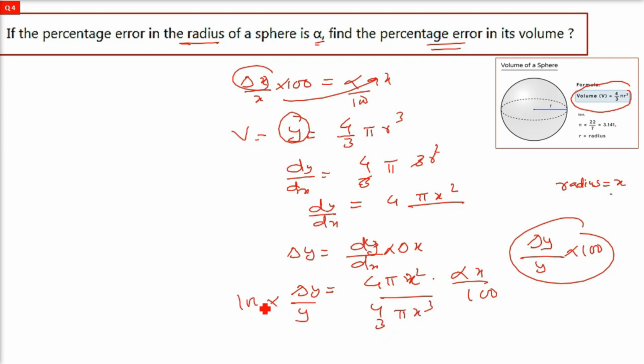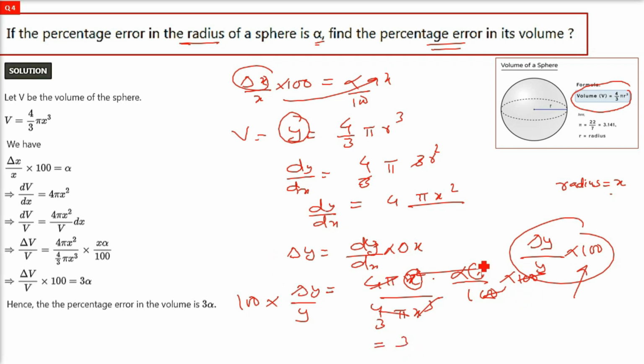Multiply it by 100 in order to get the percentage error. Just multiply it by 100. So when you multiply it by 100, what do you get? 4 pi x square, 4 pi x square gets cancelled. Because x cube is there, so you can cancel x cube. 100 gets cancelled, 4 by 3, so 3 goes up. So what is the answer? 3 alpha, because there is alpha here remaining. There is a 3 remaining. So the percentage error in the volume is 3 alpha if the percentage error in the radius of a sphere is alpha. And this is how you are going to write. This is the whole scenario. You have to write it in the language also.